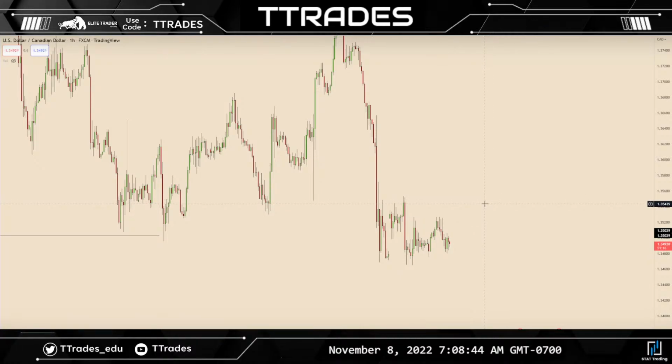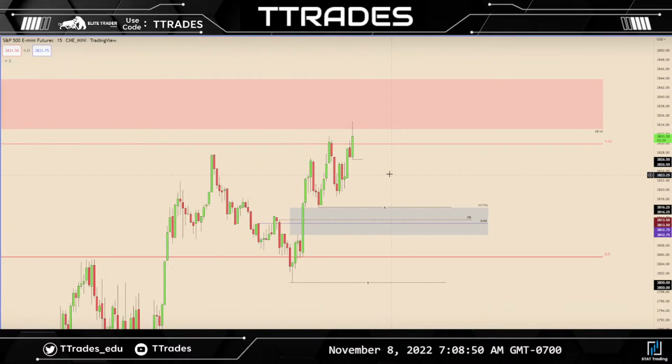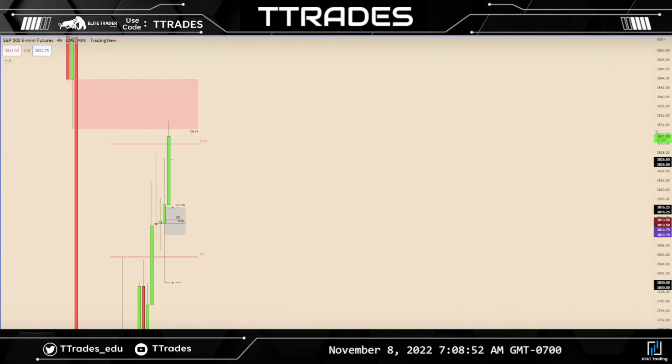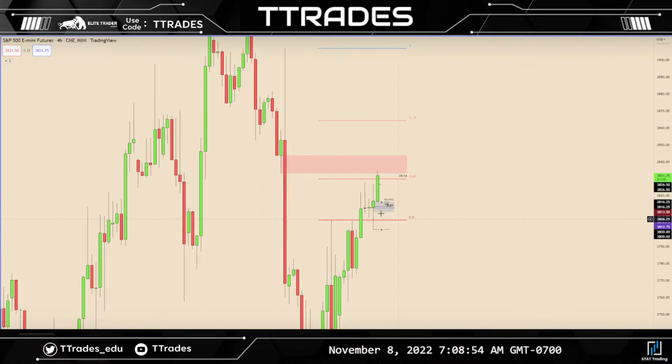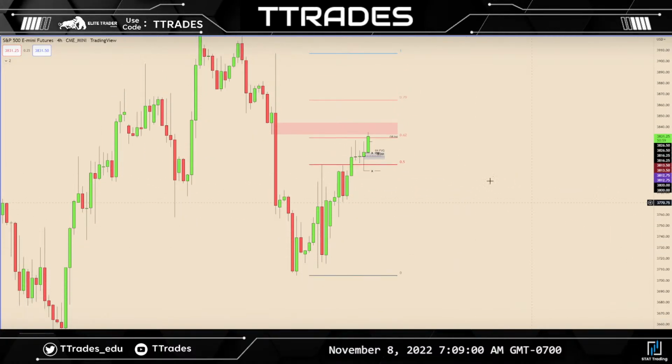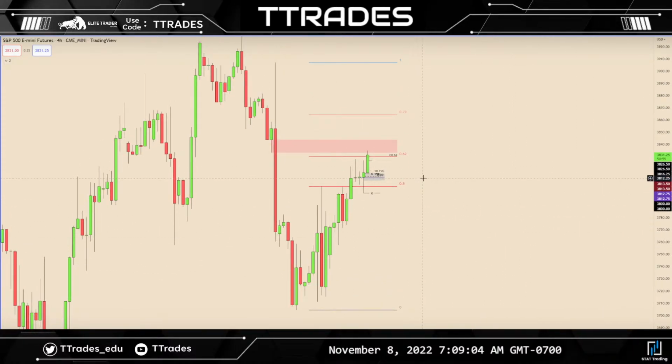Yeah, I went over my bias a little bit. Essentially, look on the 4 hour here. I marked out some points of interest here, but if we're going to reach higher, reach into this 4 hour order block, and then if that's going to be the high of the week up there, then I'd want to see these lows. But kind of chilling today.